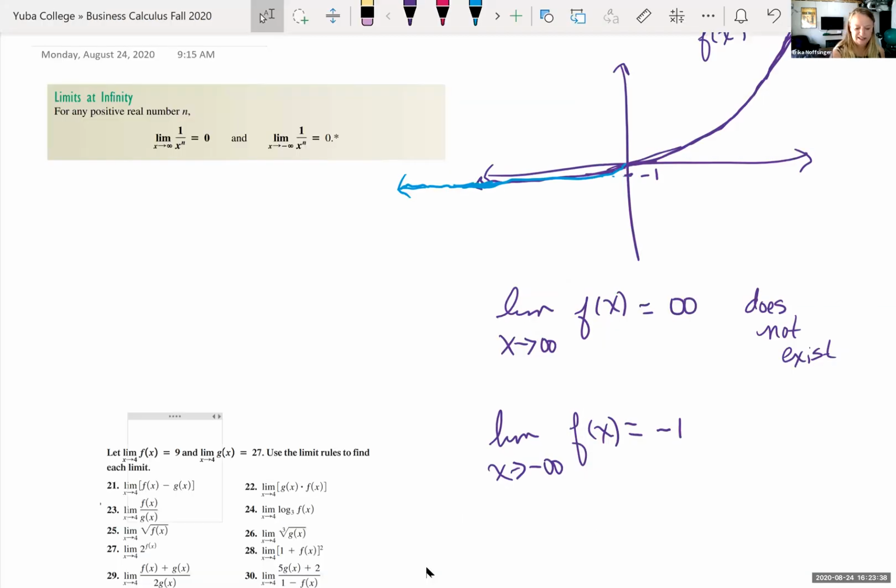It says for any positive real number n, if we look at the limit as x is approaching infinity of 1 over x to the nth, we get 0. And same sort of idea, if we look at the limit as x approaches negative infinity of 1 over x to the n, we also get back 0.